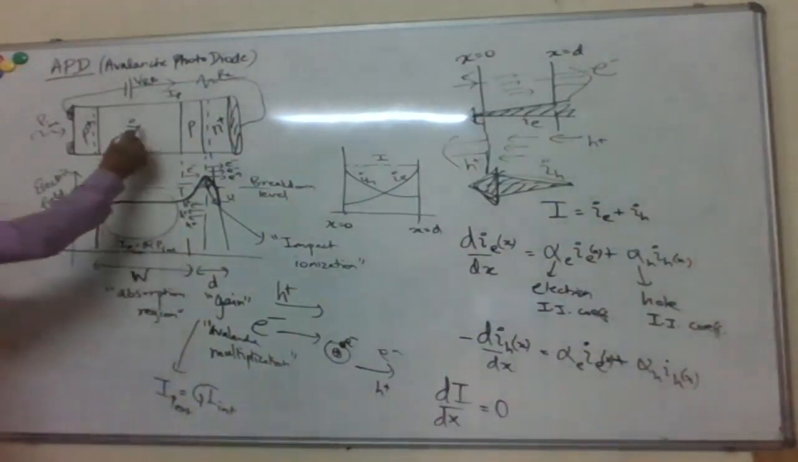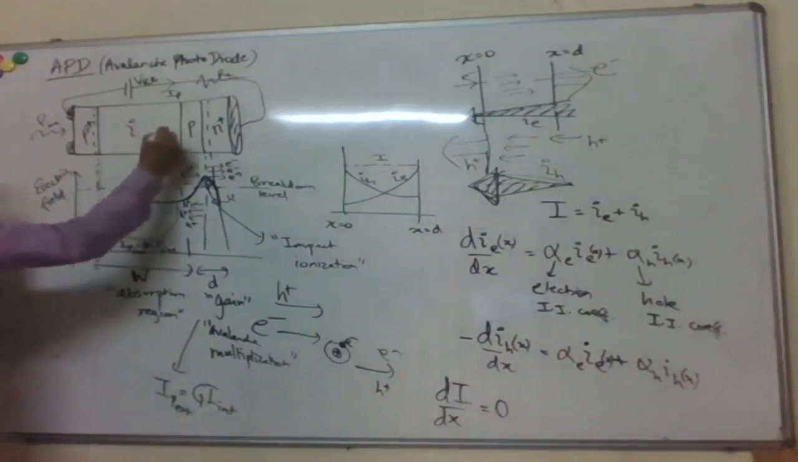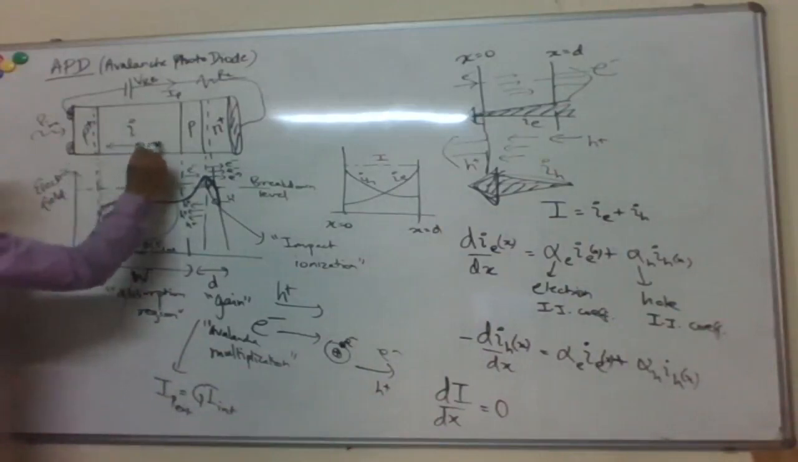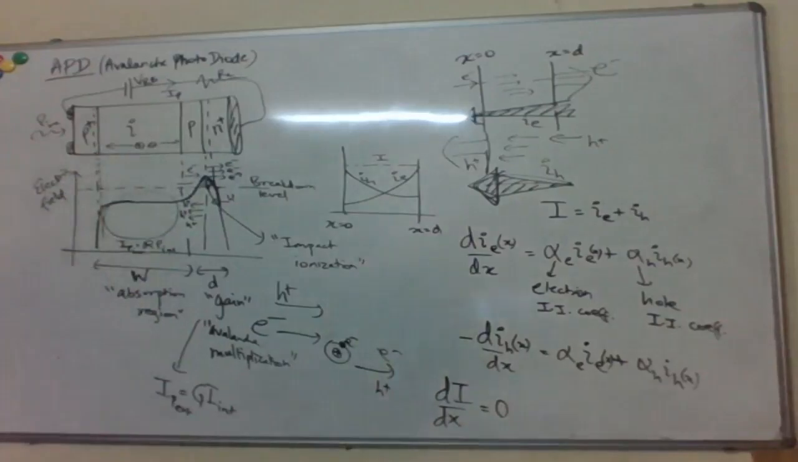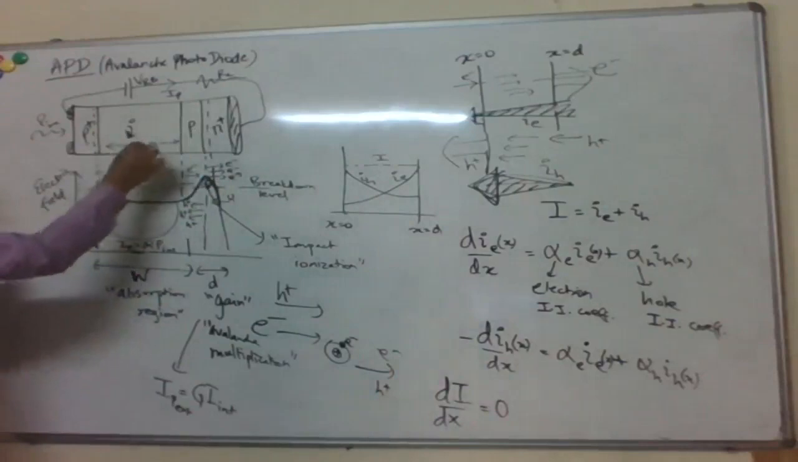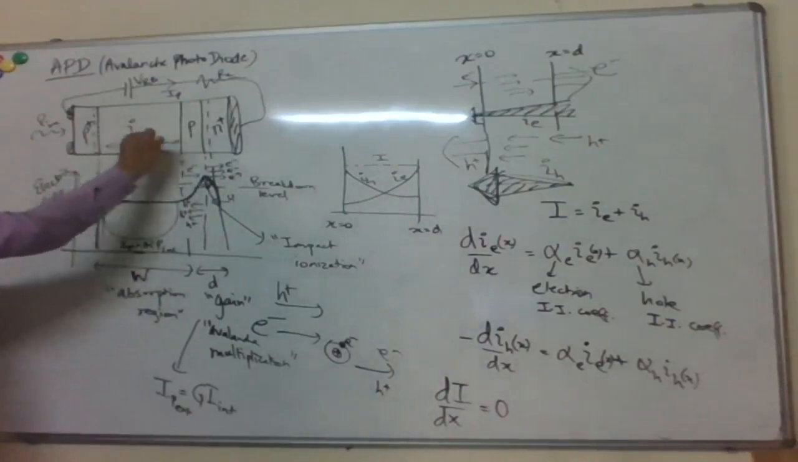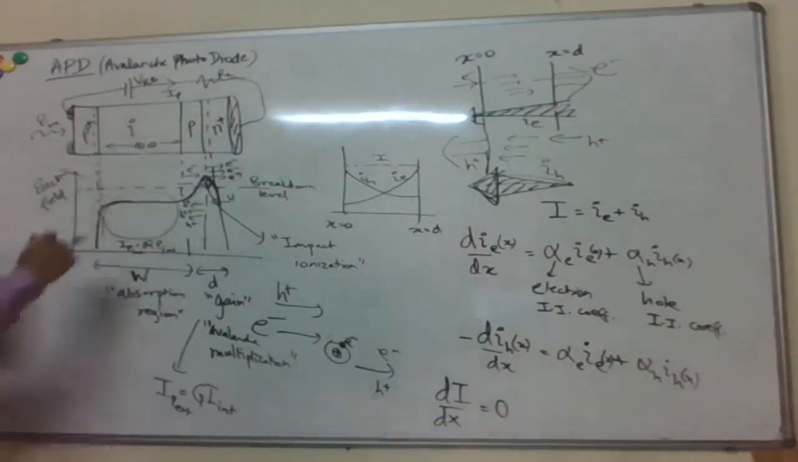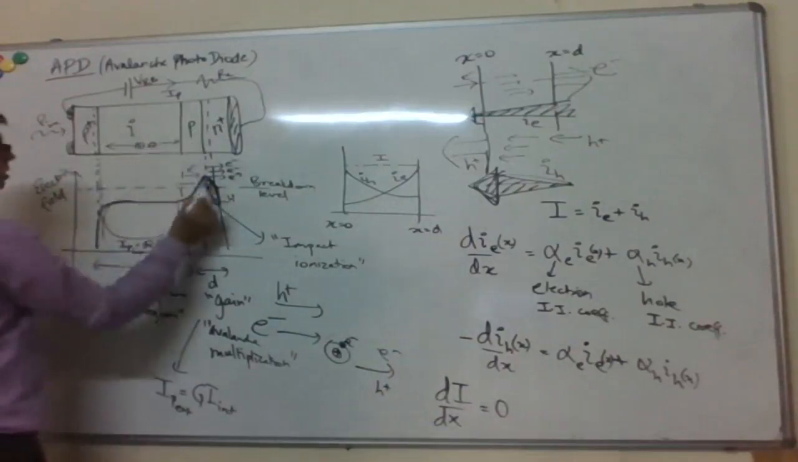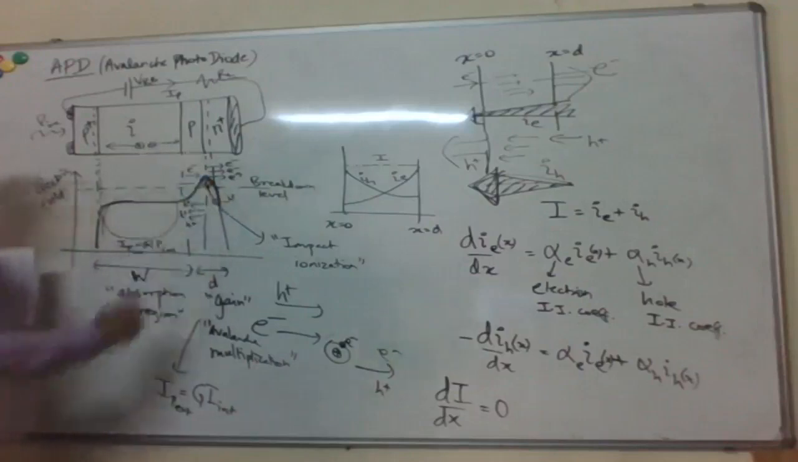One thing to notice: basically you're generating carriers here, so the absorption is happening here. You create an electron-hole pair here. Primarily what happens is that the holes, because of this electric field, go this side, and the electrons go this side. The holes move along the field, so they go towards this P plus side. And it's primarily the electrons which go to this multiplication region.